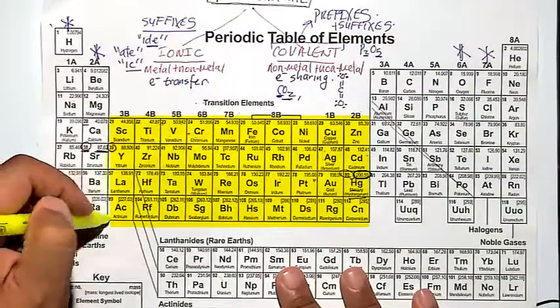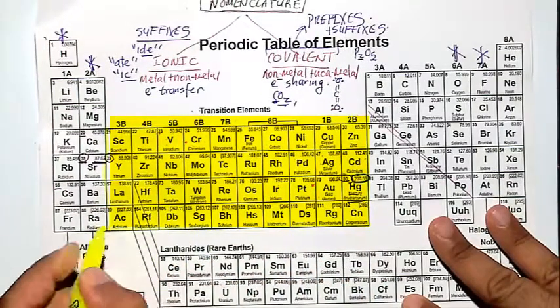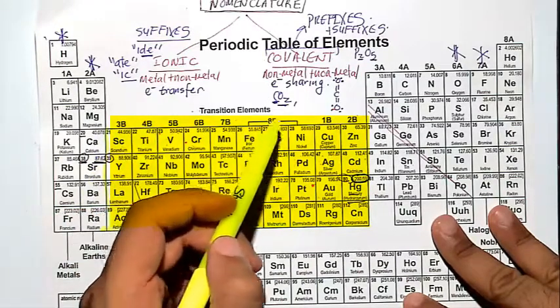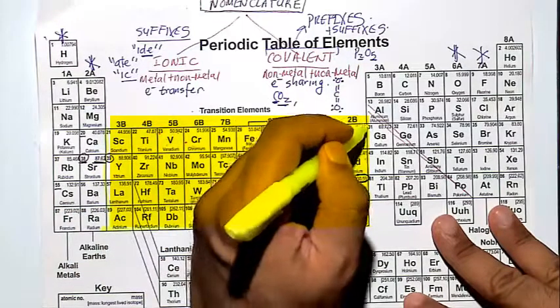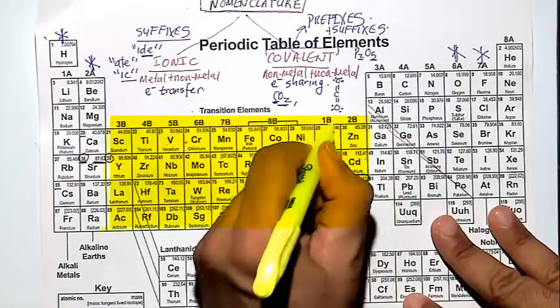Talking about ionic compounds, we have to include the special case for what are known as the d-block elements. The d-block elements are right here, this rectangle that goes from group 3, 4, 5, 6, 7, 8, 9, 10, 11, 12. Group 3 to group 12 are your transition metals.